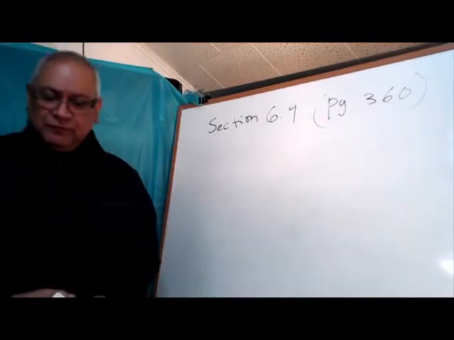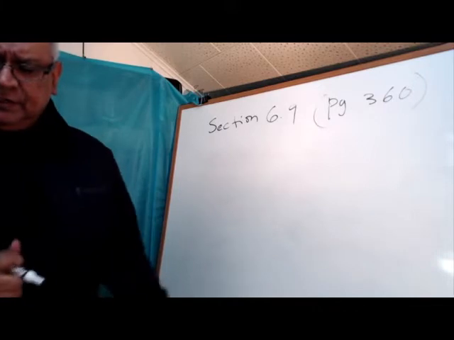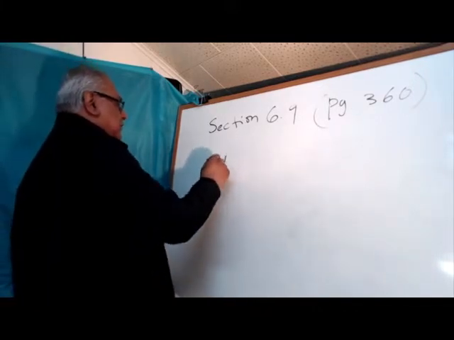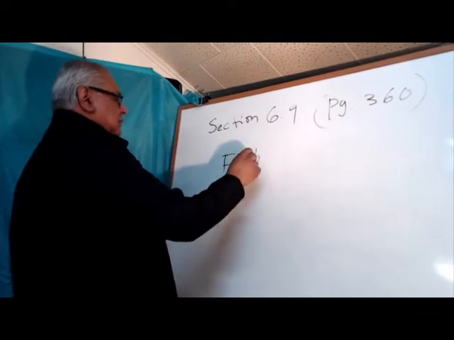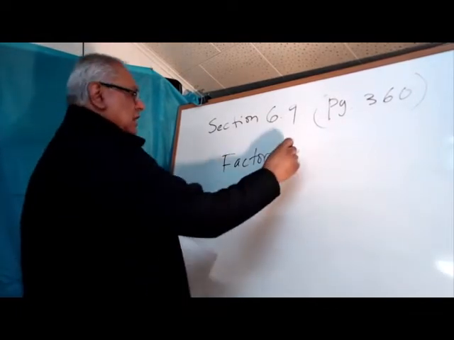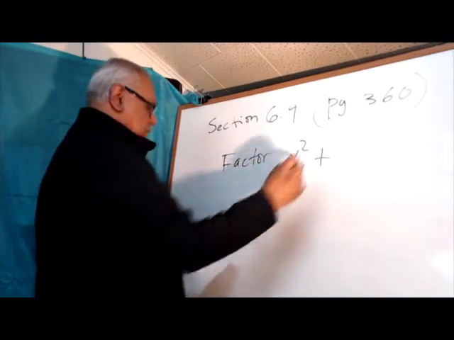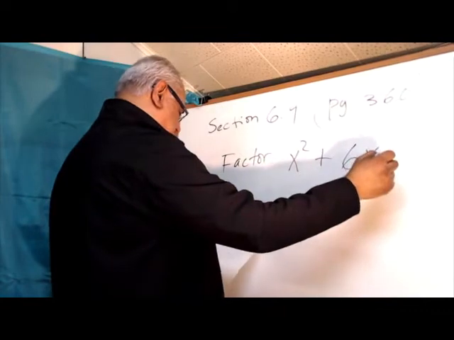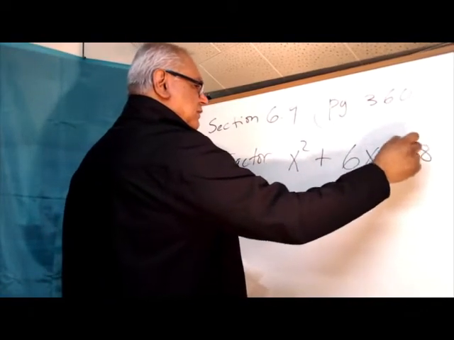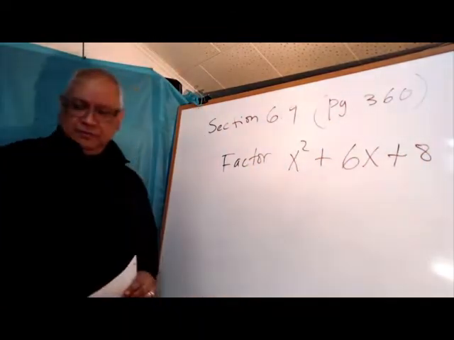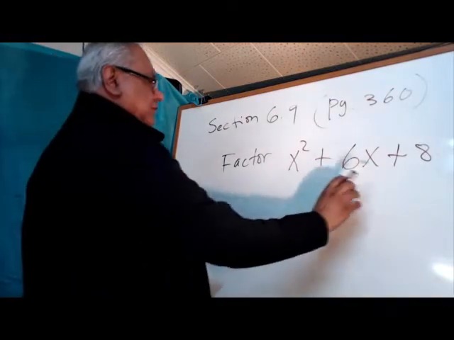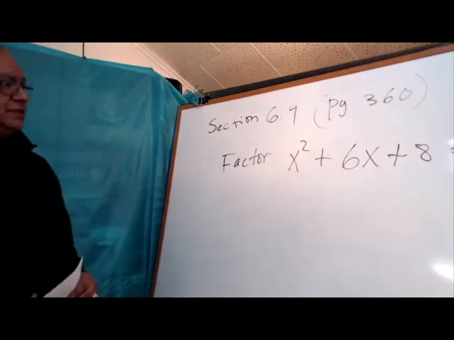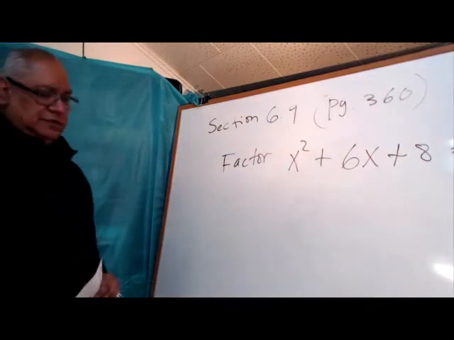Let's do it by way of an example. Let's say they tell you to factor x squared plus 6x plus 8. And typically we know that in order for this to work, we need to make this equal to 0. That's something that needs to be done.